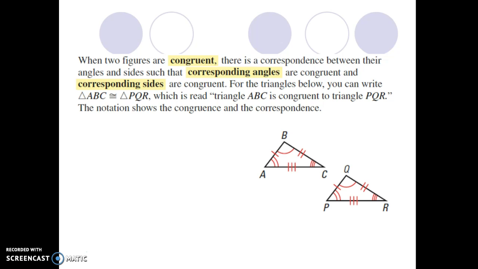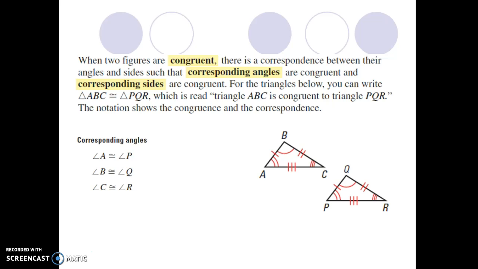When we have two congruent figures, all of the corresponding angles and all of the corresponding sides are going to be congruent. So, for this example here, we have that angle A is congruent to angle P, angle B is congruent to angle Q, angle C is congruent to angle R. Now, in this case, they're marked on the diagram, but that's not always going to be the case, and I will tell you how to know the information without the markings.